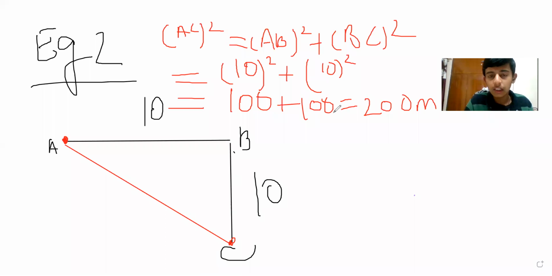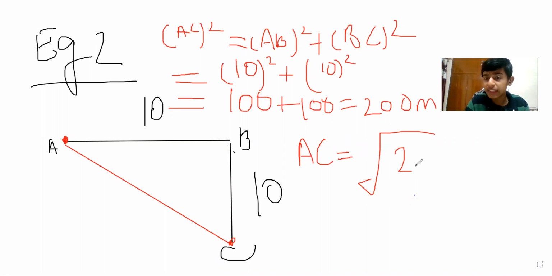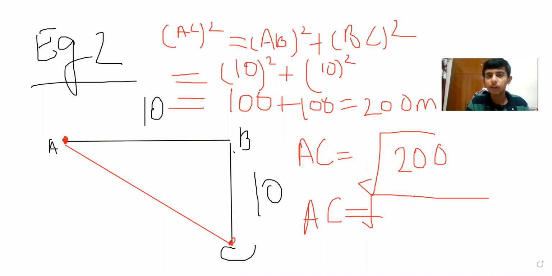So AC will be equal to under root of 200, because AC square is 200. So if we shift that square to that side, it will become under root here. So AC will become, if we just factorize 200, what are we going to get? 2 into 2 into 2 into 5 into 5.